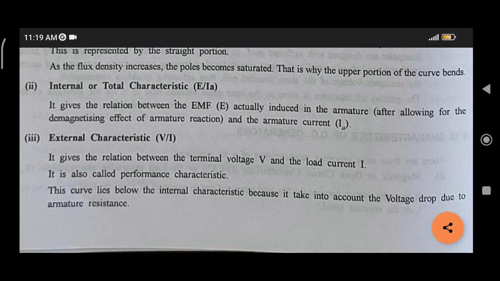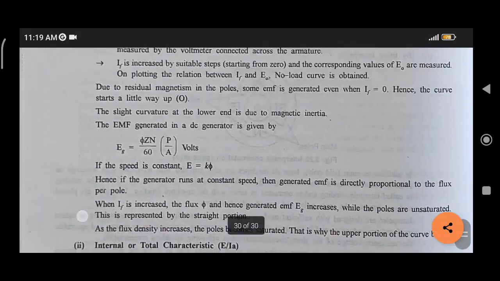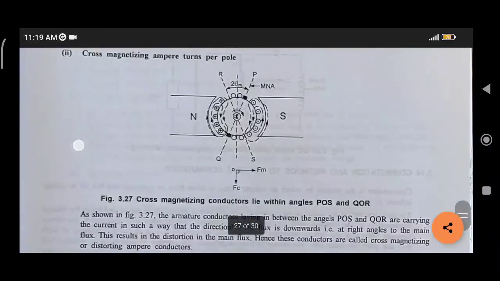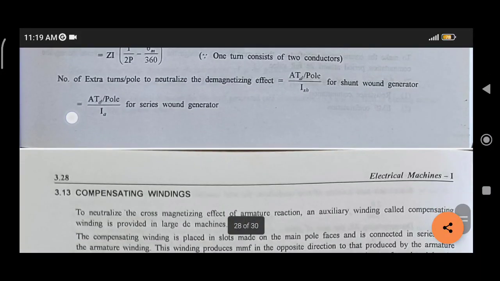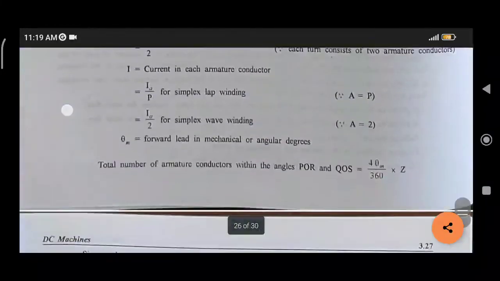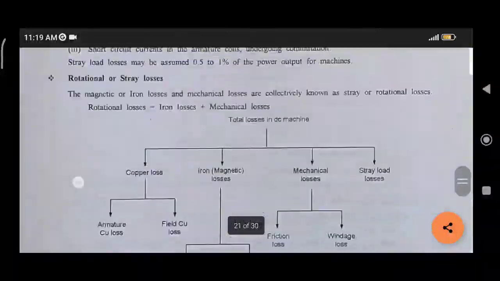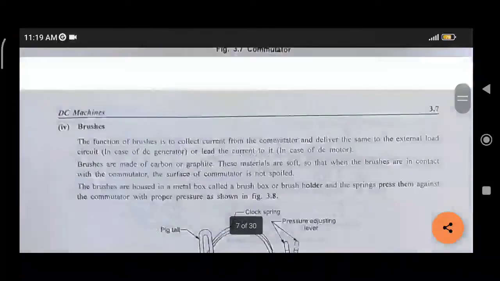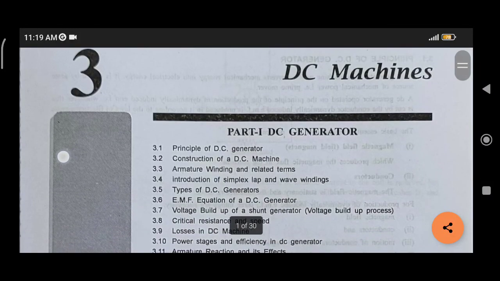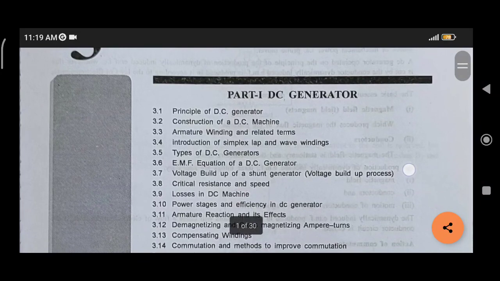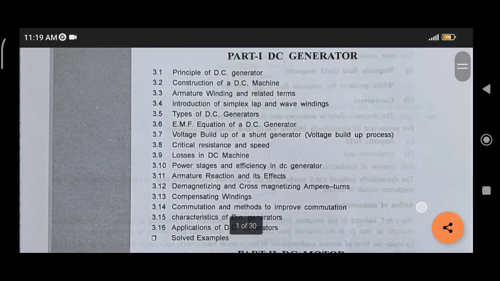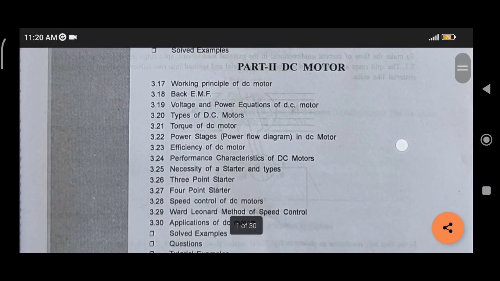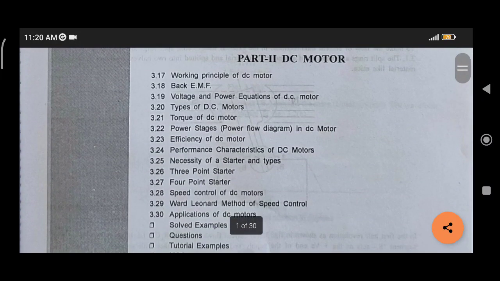Okay, so this is the end of the topic. We cannot say the end of the chapter because this is the end of the generator only. In this third chapter we have two portions. Let me show. Okay, we have part 1, DC generator. So we already studied the DC generator. Now in the upcoming lecture we are going to see the DC motor.